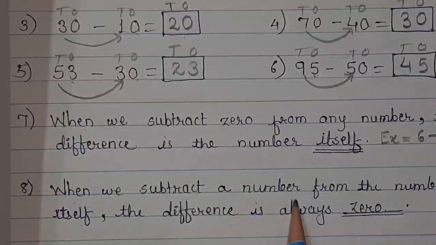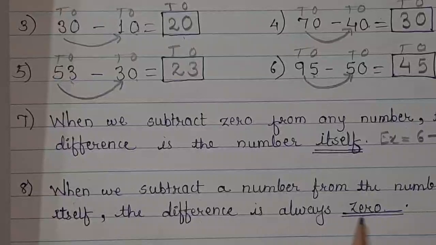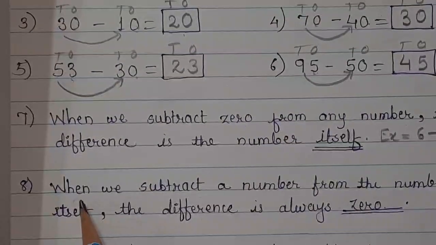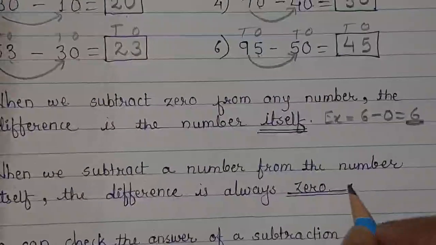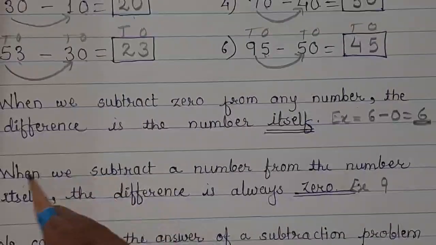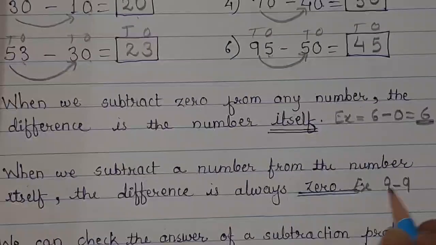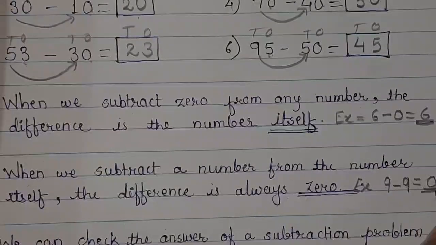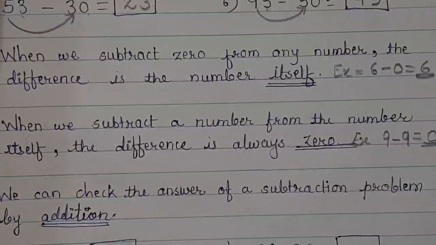We'll see next one. When we subtract a number from the number itself, the difference is always 0. We'll see an example. You see, if 9 is there, we subtract a number. So 9 number we are subtracting from 9 number only. So we'll get answer 0. So this is your eighth one fill in the blanks. Next fill in the blanks.